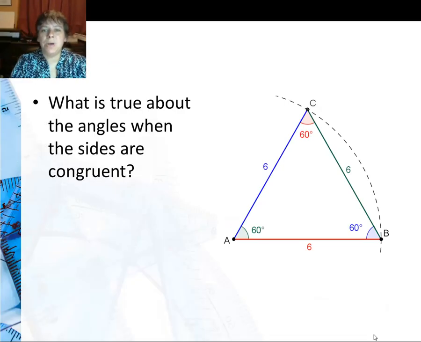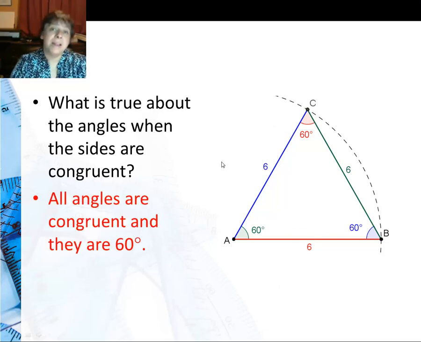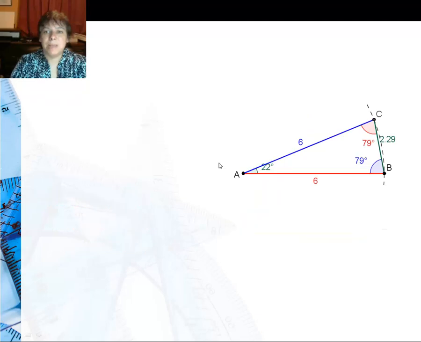So what we saw was what was true about the angles when the sides are all congruent. We found out the angles all have to equal 60 degrees. So when the sides were equal, the angles were equal. All right? And in fact, they were all 60 degrees.